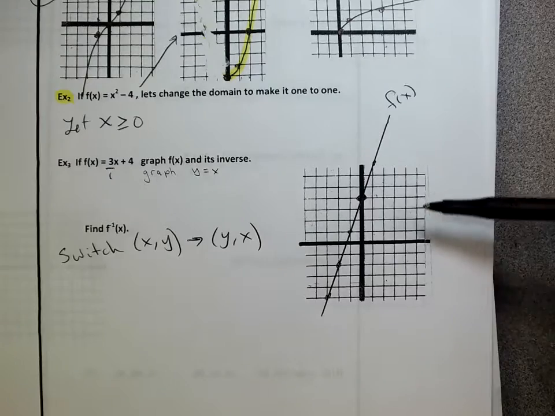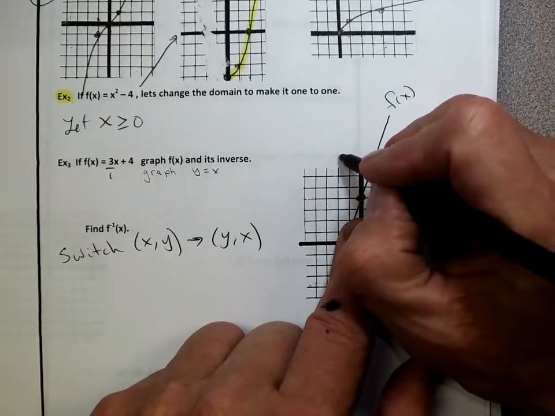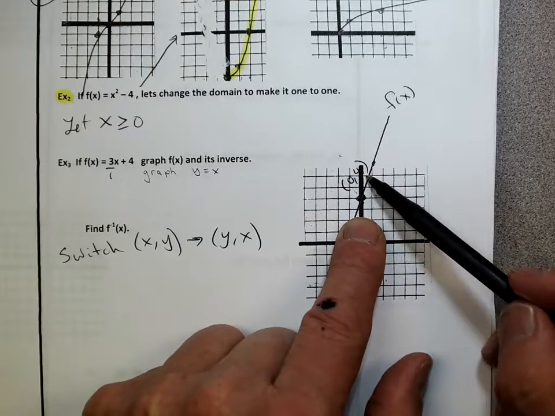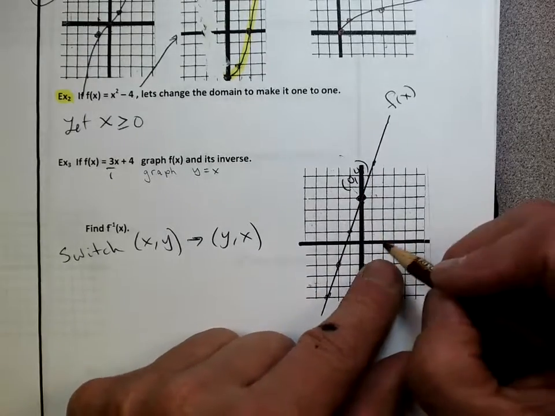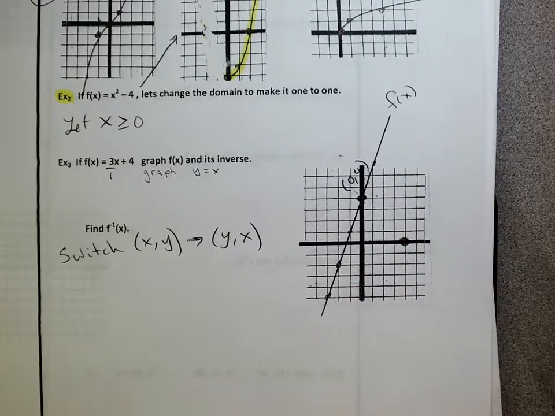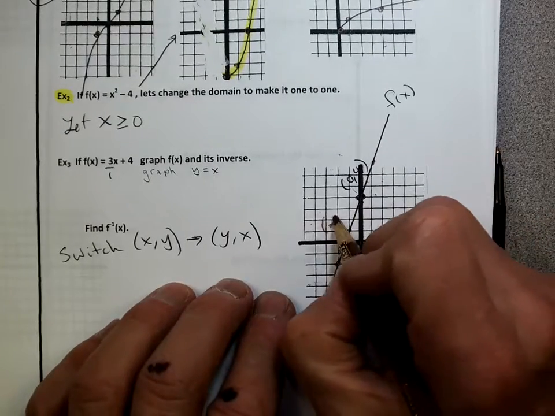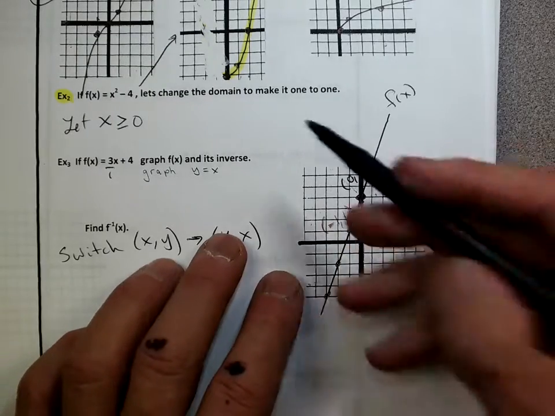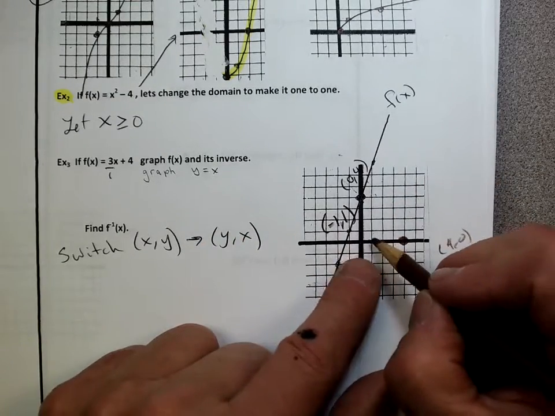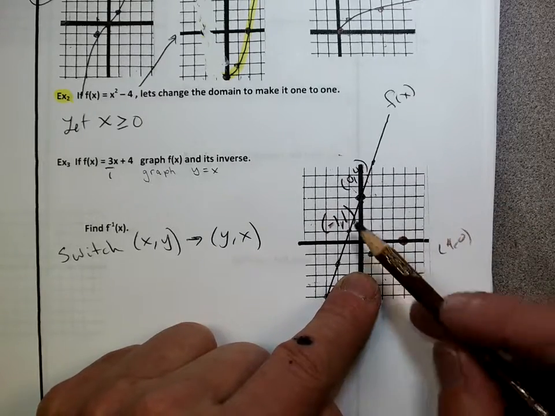Okay, so let's just start right here at this point. This point really is the point (0, 4), right? If I switch (0, 4), it becomes (4, 0). So the inverse would be at 1, 2, 3, 4, 0. So I switched (0, 4) and made it (4, 0). It's that easy, okay? This point right here is at (-1, 1). If I switch it, I get (1, -1). So I just switched this point, made it (1, -1).